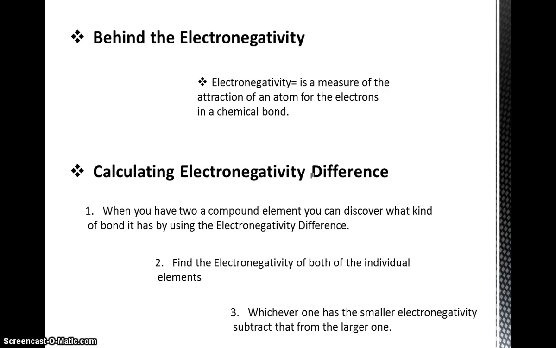So how do you calculate what kind of bonds these elements have? When you're calculating this, you need to calculate the electronegativity difference. The way you do this is you first find your compound element. It can be any two elements that can create that final outer layer. Once you find these, you look at the periodic table and find what each electronegativity is. Whichever has the smaller electronegativity of the two, you subtract that from the larger one.